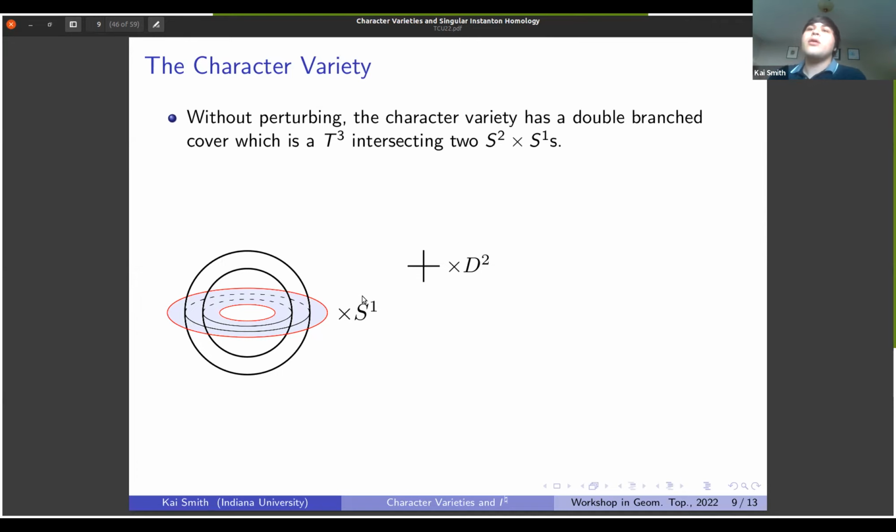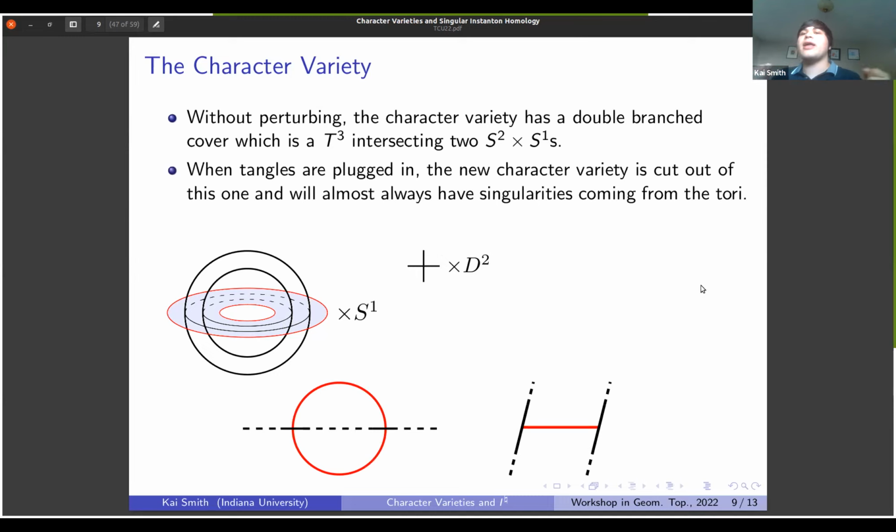And so we can see that there's 2 tori's worth of singular points, right? So on these 2 circles that intersect, once I take the product with S1, I get tori. And these are going to be singular points in our character variety, which we want to smooth out by perturbing. And a neighborhood of any such singular point is going to look like a plus times a D2.